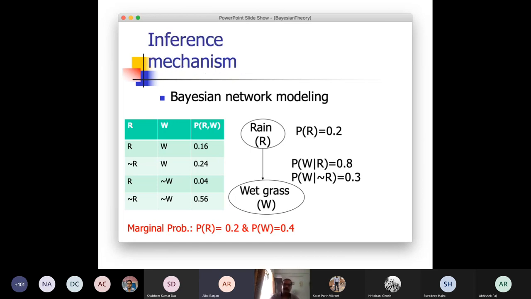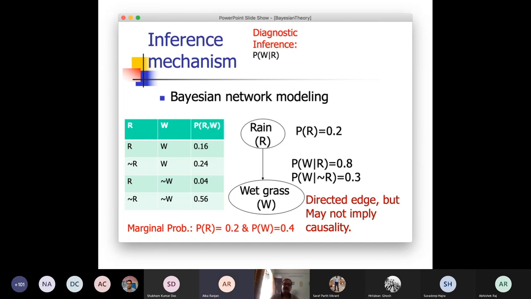Then the inference mechanism. I would like to stress once again that it does not mean any causality, but in the diagnostic inference we find out what is the probability of W given R, which means it's a forward inference. So if it rains, what is the probability of W? Something like, if your diagnosis is true, what is the probability that you have the disease? In this case it is quite high, 0.8.